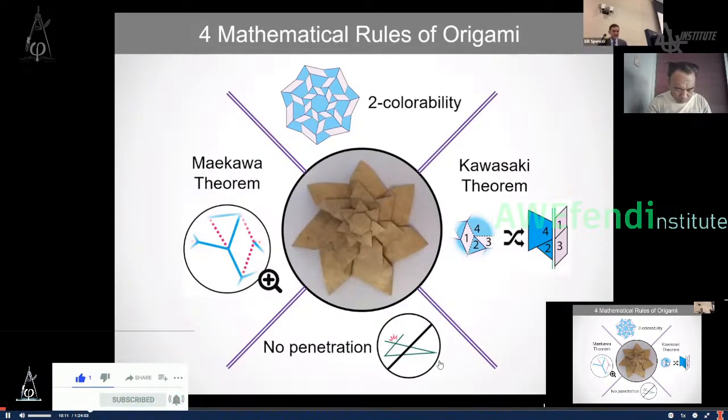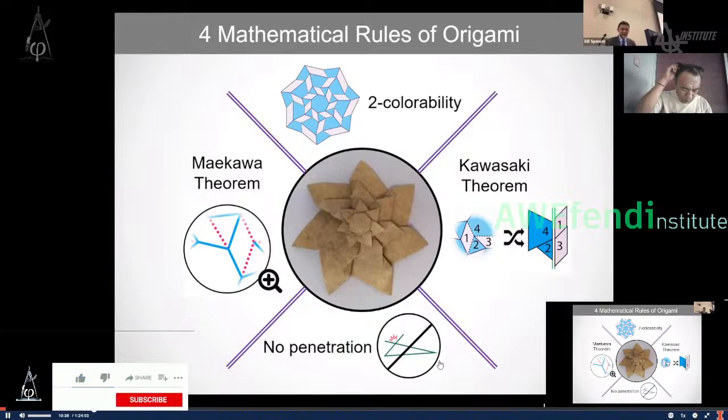Origami has 4 basic mathematical rules. That's it, 4 mathematical rules. And if you think, for example, in the field of quantum mechanics, you have specific rules, but they govern the entire field of quantum mechanics, the entire field of chemistry, and so on. And similarly, in origami, we have these 4 rules.